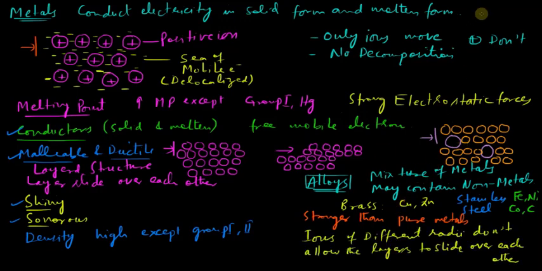So let's write this. The reason is that ions of different sizes, different radii, don't allow the layers to slide over each other. So in this way, alloys are less malleable. They do not change their shape as easily as metals can. We make coins, artificial jewelry is made from brass. We make stainless steel utensils. We use stainless steel in industries to make industrial reaction vessels. We make surgical items. So generally tools are made from alloys.